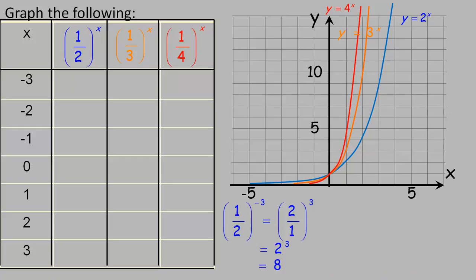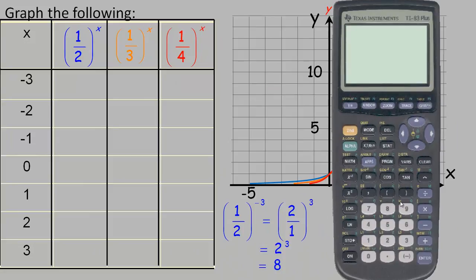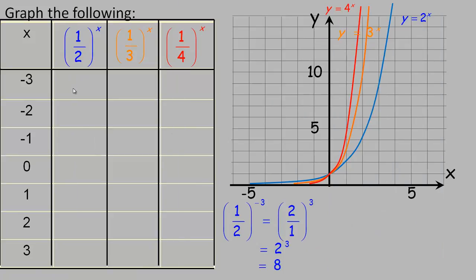Which would equal 8. And if you have your calculator, you can actually do that in your calculator too. Let's just bring the calculator over here. I'm actually evaluating 1 over 2, just to show this works with the calculator, to the power of negative 3, and it'll give me exactly 8. So you can do that in your calculator as well. So this first y value would be 8 here.